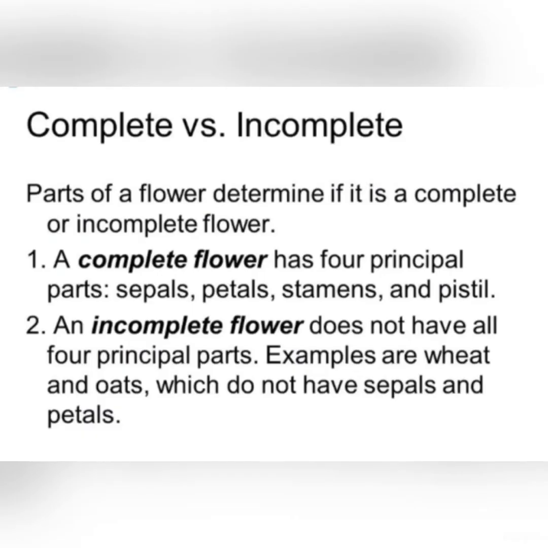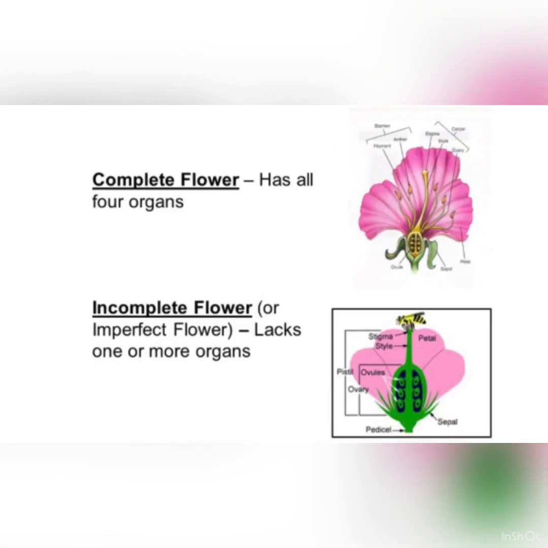Now, the complete flower. A flower which has all the four whorls, sepal, petal, stamen, and pistil, is known as a complete flower. A flower which lacks one or more organs is known as an incomplete flower.